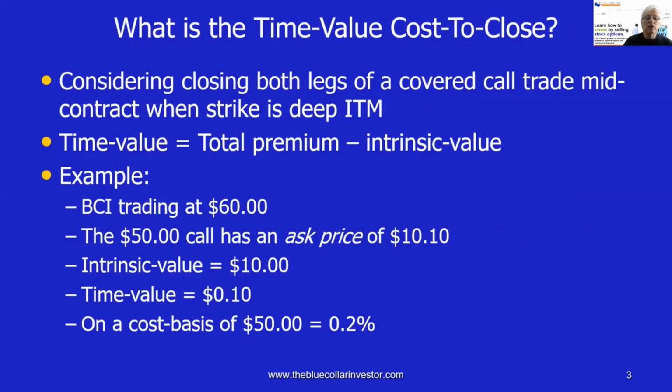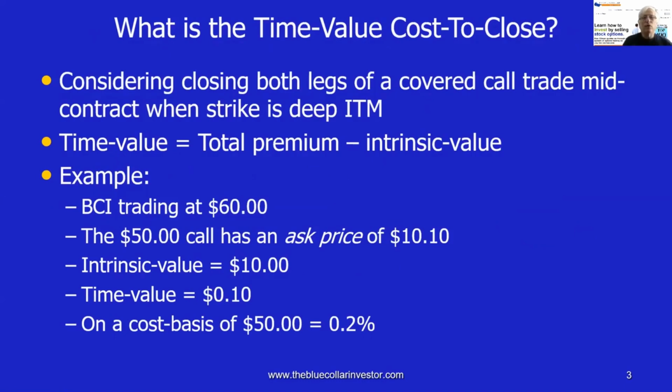Next, let's define the time value cost to close. In this particular case, we're not rolling the option, but we've made a decision to close both legs of the covered call trade. We're going to close the short call, buy to close, and we're going to sell the stock. We're going to completely close the trade before expiration.